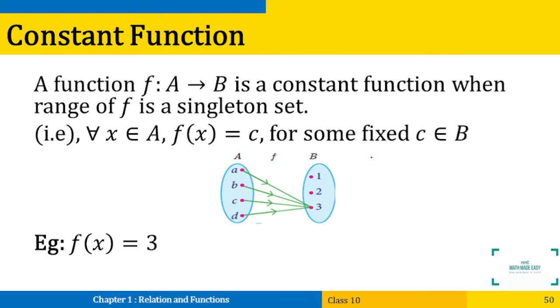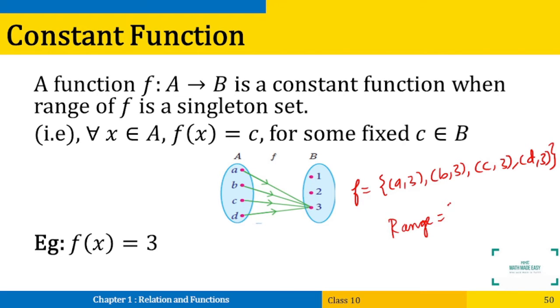For this example, let's take f to be (a, 3), (b, 3), (c, 3), and (d, 3), right? You see that the range is actually 3 here. This range is a singleton set. So here f of x equals 3. Any x you give, the function gives you 3, and therefore this is a constant function. So whenever f of x equals c, where c belongs to the codomain B, that particular function f is called a constant function.